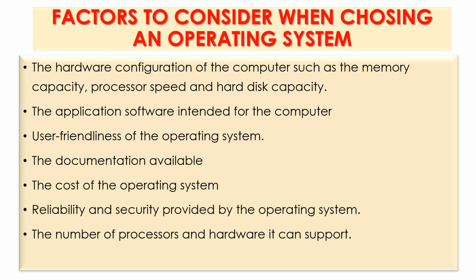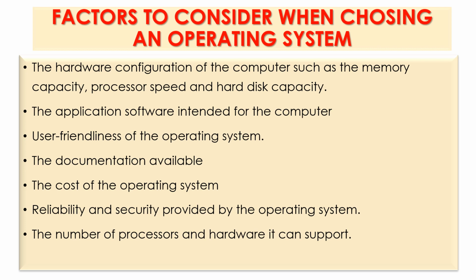The number of processors and hardware it can support. You also see another factor to consider when choosing an operating system: how many jobs can it support? The hardware, what hardware is supported by this operating system? So those are the factors you need to consider when deciding which operating system to choose.